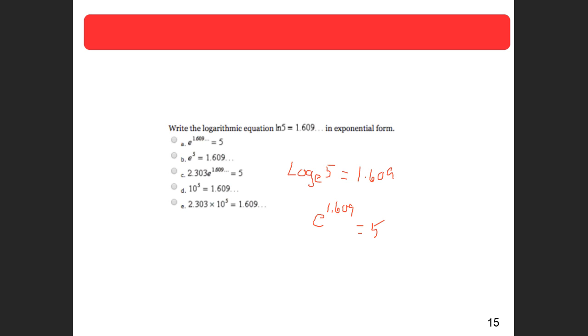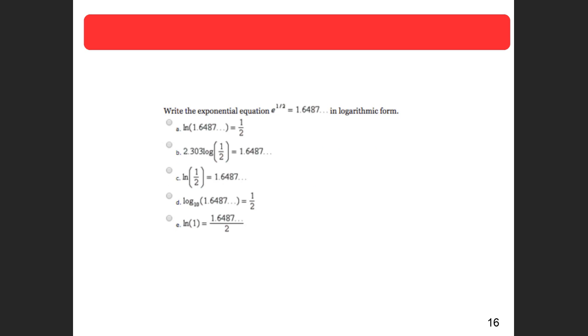Okay, you're going to find that this week's assessment is fairly easy. This is probably, nope, this is not the one. It says write the exponential equation e to the 1/2 equals 1.648 in logarithmic form. Again, this is going to be the log base e of 1.6487 is equal to 1/2, which is natural log. That should have been an e here. Natural log of 1.6487 is equal to 1/2. And that is letter A. That is absolutely correct.